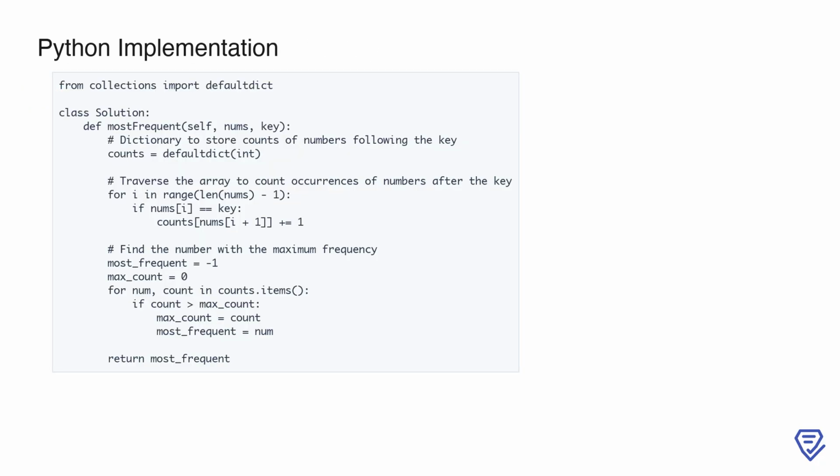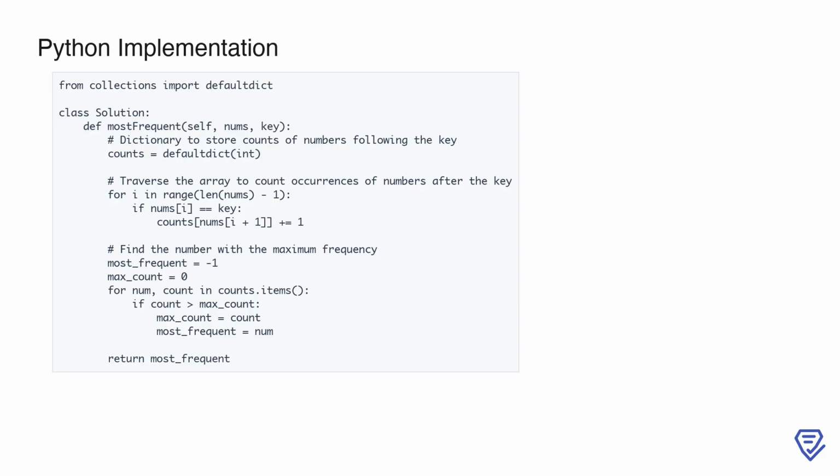This Python implementation solves LeetCode problem number 2190, most frequent number following key in an array, using a simple and efficient algorithm. The goal is to find the number that most frequently follows a given key in the input array. The solution begins by importing defaultdict from the collections module. A defaultdict is used to store the frequency of numbers that appear immediately after the target key, as it simplifies handling cases where keys are not already in the dictionary.